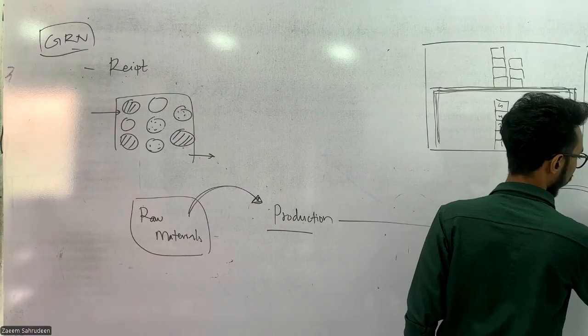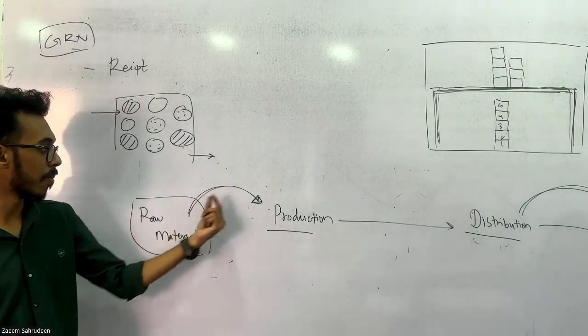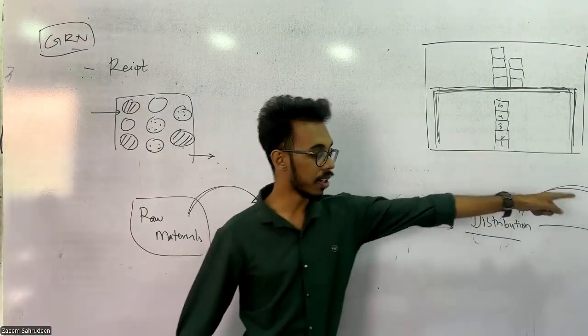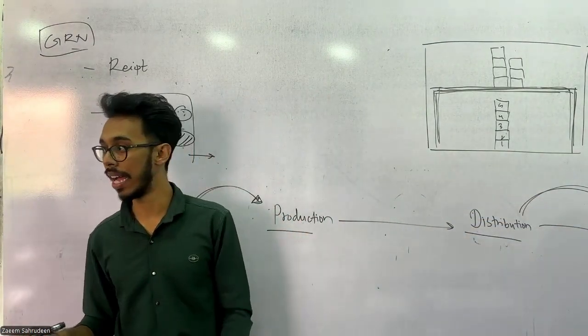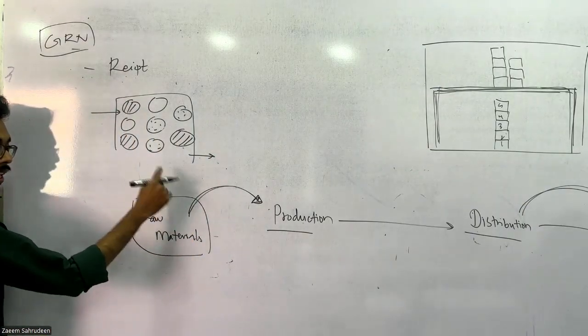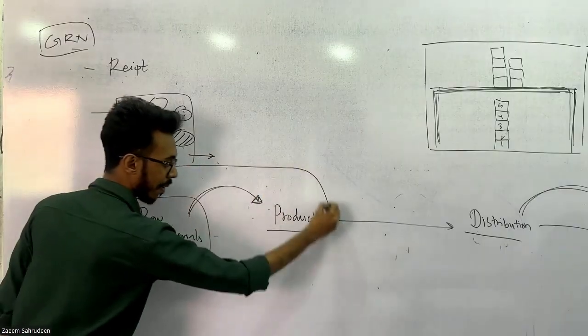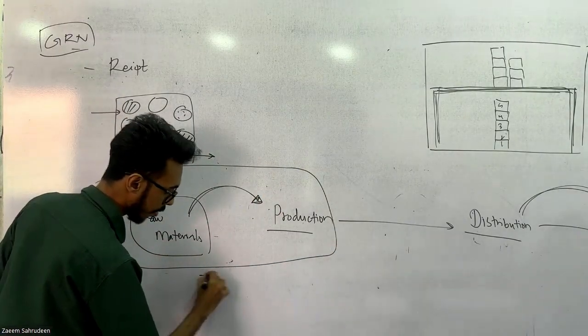How you are going to distribute these goods to the final customers? How you are going to collect the raw materials? How you are going to distribute the finished goods? This part is what we call the production. So this particular part, you call it the inbound logistics.